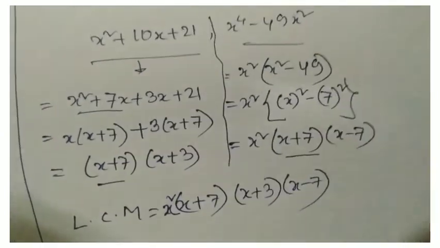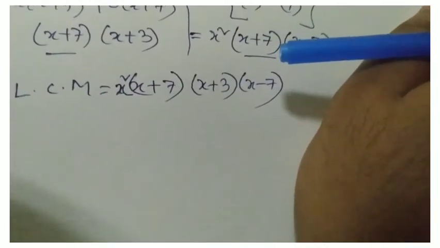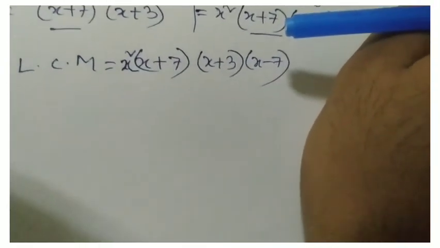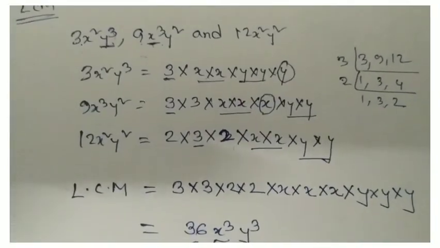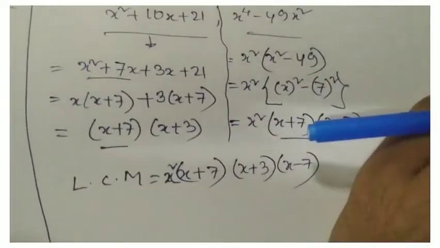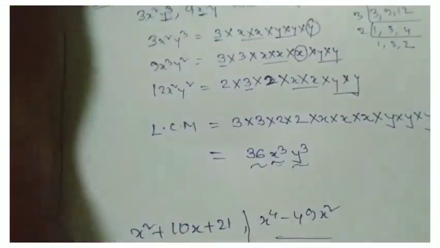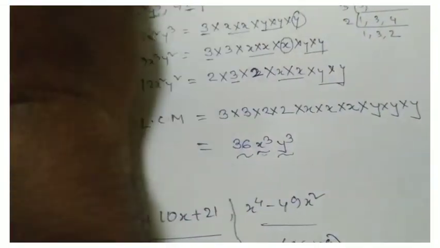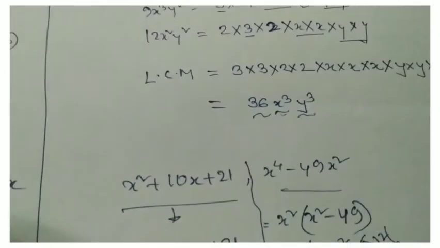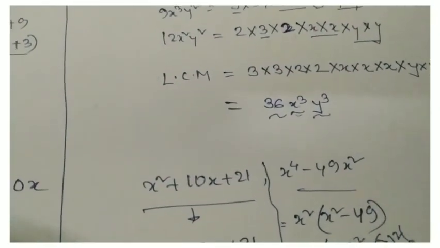Alright, so I hope this is quite clear how to find out the LCM of monomials, and this is how to find out the LCM of polynomials. So I'm sure this is quite easy, and if you have any problem you can still ask. But this chapter is all about this. You need to find out the LCM of different expressions. That's it. Very easy.